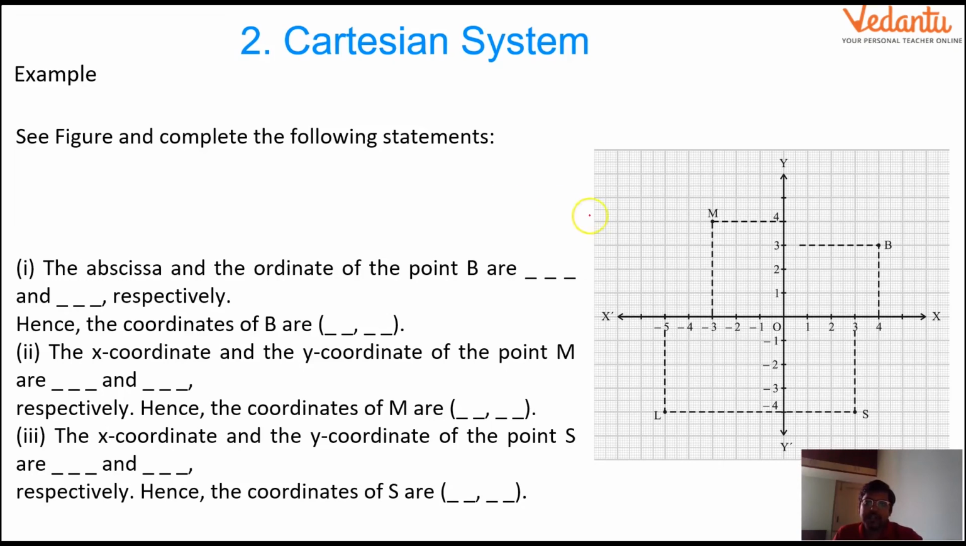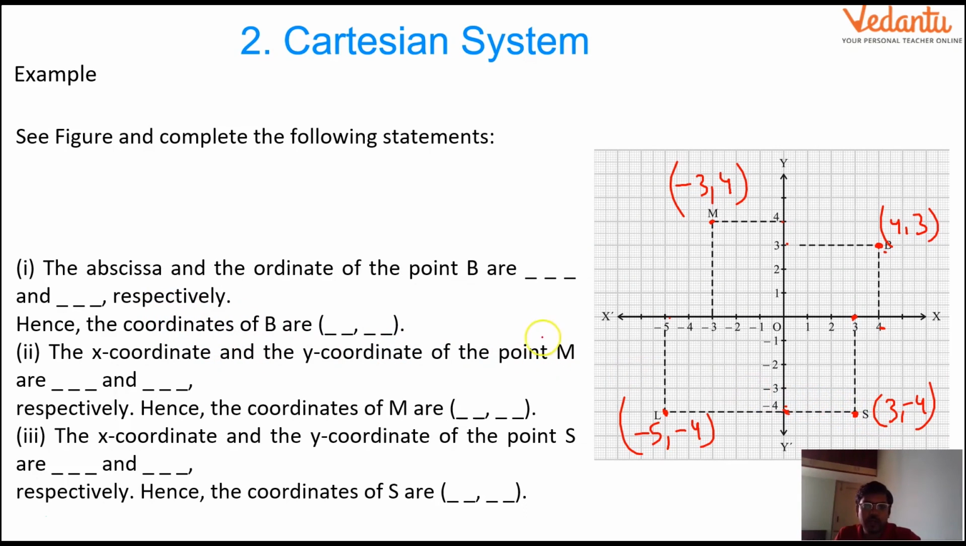Now, again, one more example. Here also, we have to find the coordinates of these different points. The first point is B. So let's find the coordinates, 4 and 3, so I'll write here 4, 3. If I come to this point, M, the x coordinate is -3 and the y coordinate is 4, so -3, 4. If I talk about this point L, x is -5 and y is -4, so -5, -4. And for S, I'll be getting 3 and -4, so this is 3, -4. Always take the x coordinate first and then the y coordinate.